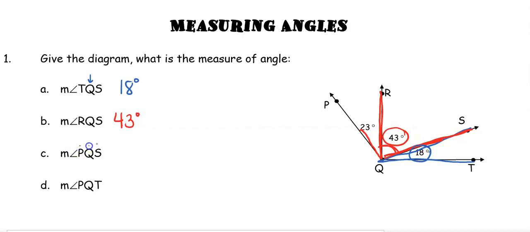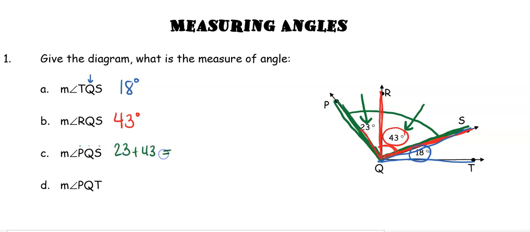Moving on to PQS. We start at P, then we go to Q. Oh, now this one's going to go all the way to S. Here comes our angle addition. I'm looking at this big angle from P to Q to S. To get that big angle, I need this angle 23 and this angle 43. Just like segment addition, I need to put two smaller angles together, 23 and 43, to get the big angle of 66. When I put things together, I'm going to add them.